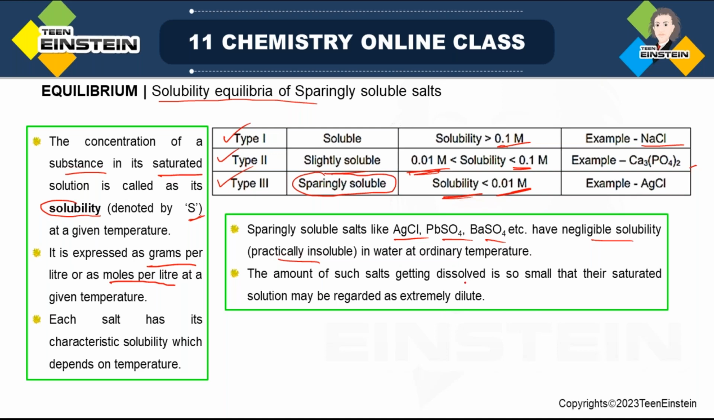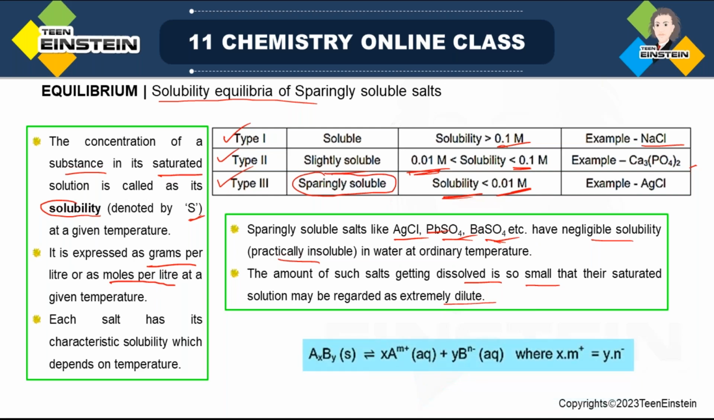The amount of such salts getting dissolved is so small that their saturated solution can be considered extremely dilute. Once it is precipitated, when you are making the saturated solution, the upper transparent filtrate part is actually the saturated solution, and it is extremely dilute because the amount of cation and anion generated from these salts is very low. Now here we have these three examples, but in general, if we want to express how they are dissociating and what their solubility equilibrium will be, we will consider this general salt AxBy, in brackets the physical state, s.